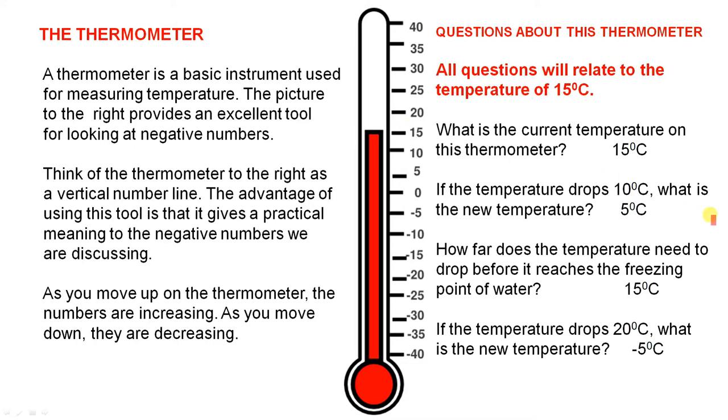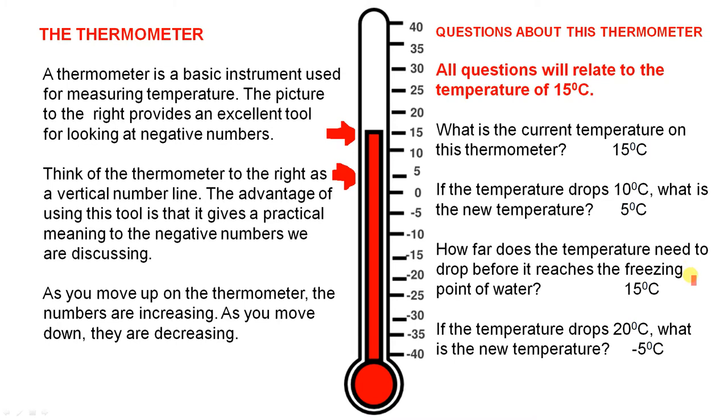If the temperature drops 10 degrees centigrade, what is the new temperature? So if we are at 15, which is here, if we drop down 10 degrees, so from 15 to 10, that's 5 degrees, and from 10 to 5, that's another 5 degrees, so that's 10 degrees altogether. So the new temperature would be 5 degrees centigrade.